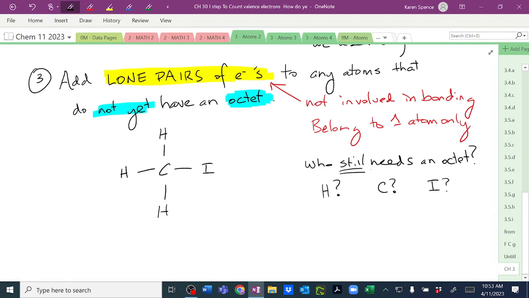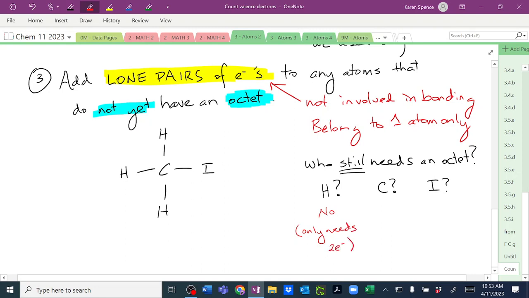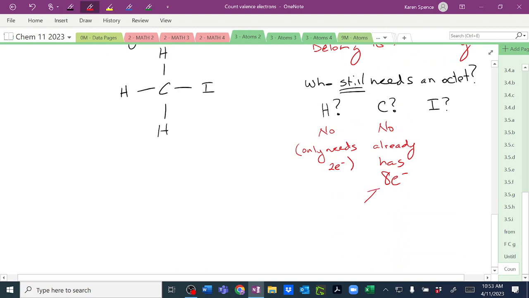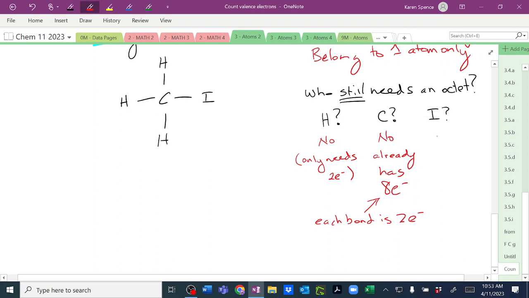Does hydrogen need an octet? No, because it only needs two. Because it's only that first shell that's getting filled out. How about carbon? Carbon already has an octet, so no, it does not. It already has 8 electrons. Each bond is 2 electrons. Now, how about iodine? Does it need an octet? Yes, because it has only how many electrons so far? 2 electrons. So how many pairs do we need to add to iodine?